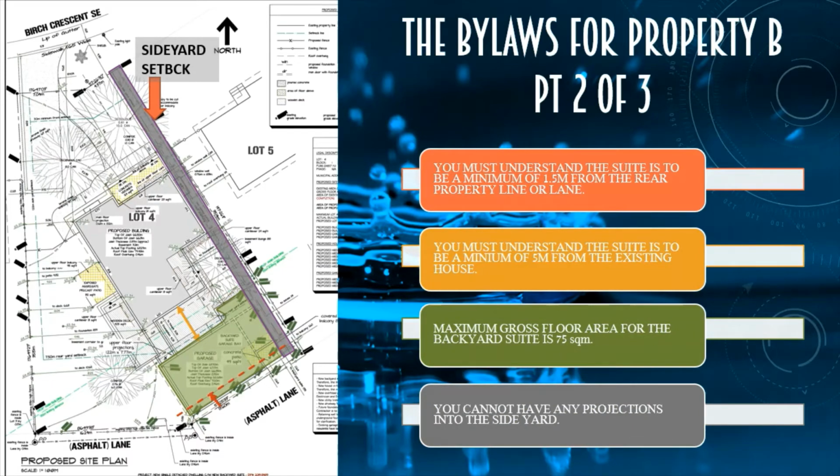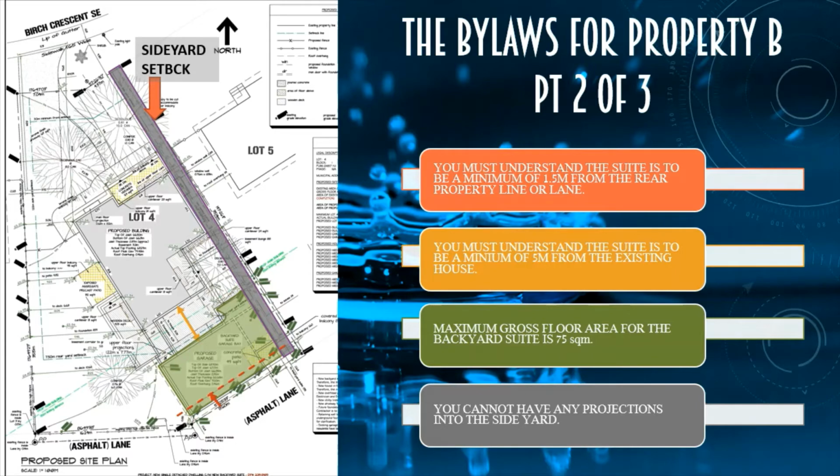Next, we also have to look at the minimum setbacks. So for the suite, if we look at the red dotted line going across, we can see that the suite is offset about 1.5 meters from the rear property line. In the gold shaded region, if you look at the gold arrows here, they will show you that the suite needs to be 5 meters from the furthest exterior face of the main house to the furthest exterior face of the suite. Next, we also have to consider the gross floor area for the backyard suite to be 75 square meters, or just shy over 800 square feet.